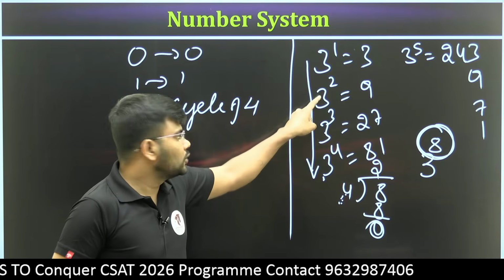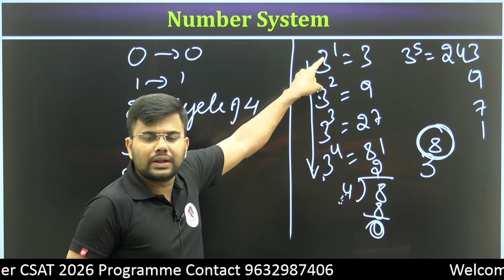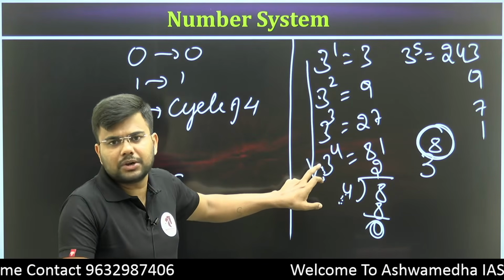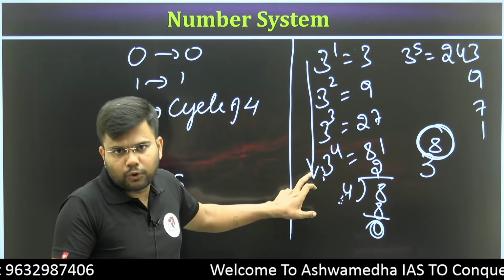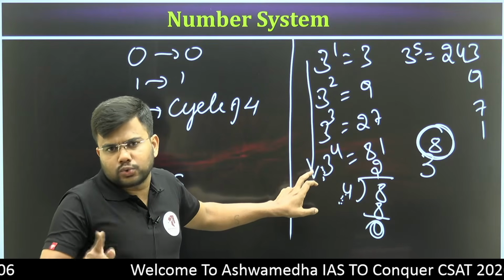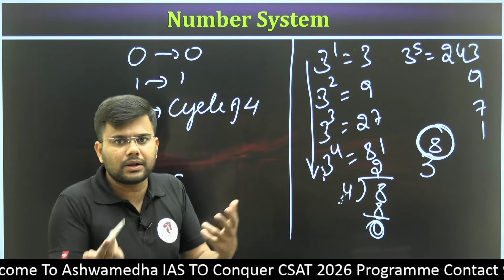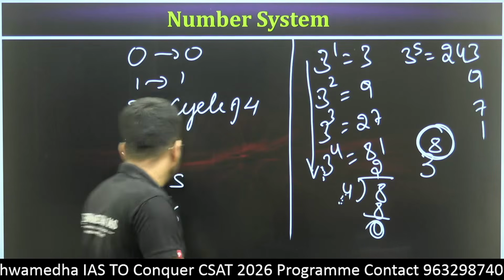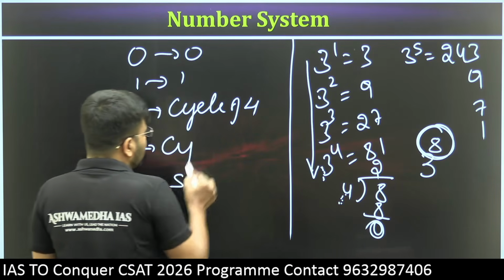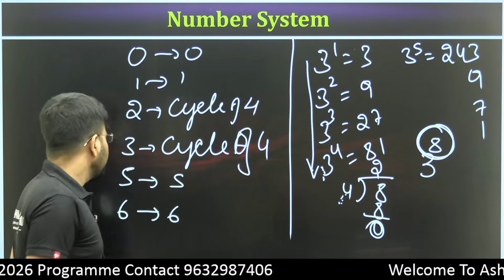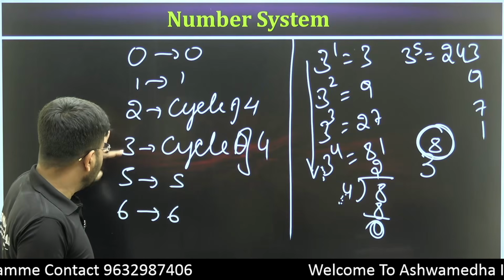Remainder 3 is 3 power 3, 2 is 3 power 2, 1 is 3 power 1, and 0 is 3 power 4. Why? Because if you divide any number by 4, you will get a remainder of 0, 1, 2 or 3. You can't get a remainder of 4. Hence, if you divide 4 by 4, the remainder would be 0. I hope it's clear. Again, 3 also repeats in a cycle of 4. Now you have 0, 1, 2, 3, 5, 6.